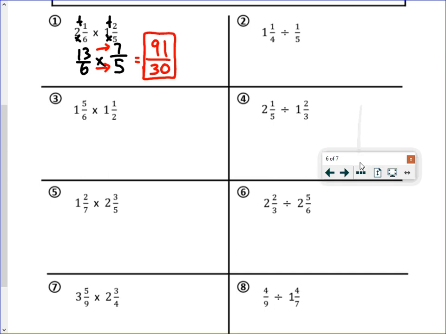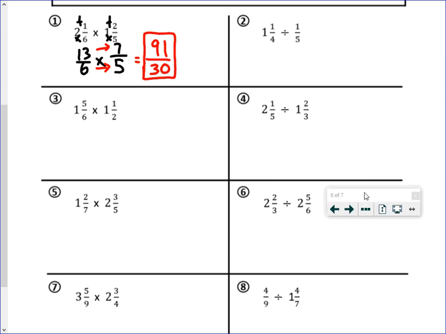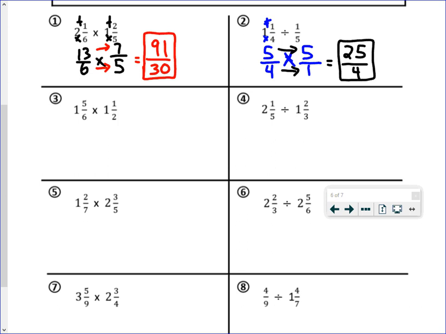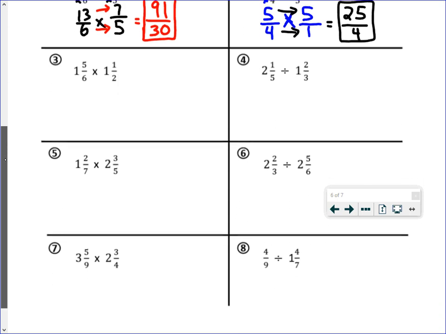Let's look at number 2 here. We're going to change that, 1 and 1/4, to an improper fraction first, which is 4 times 1, which is 4, plus 1, which is 5. 5 over 4. We're going to multiply by its reciprocal, so we're going to flip to 1 over 5. And then we're going to multiply across, which gives me 25 over 4. And we cannot simplify that any further, so we are done. You do not have to change it to a mixed number once again.